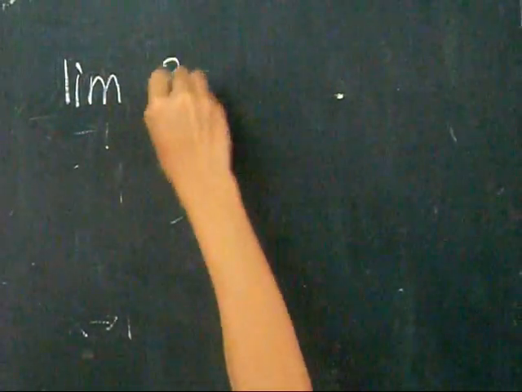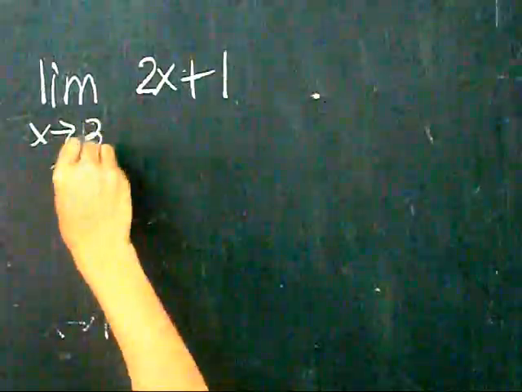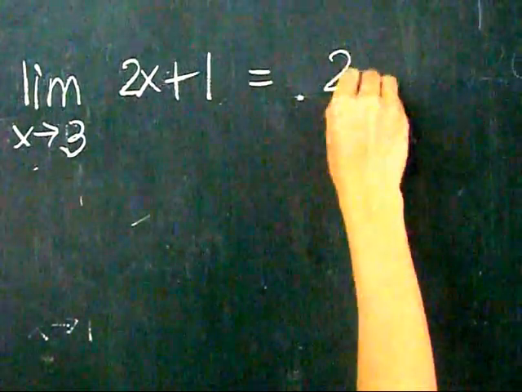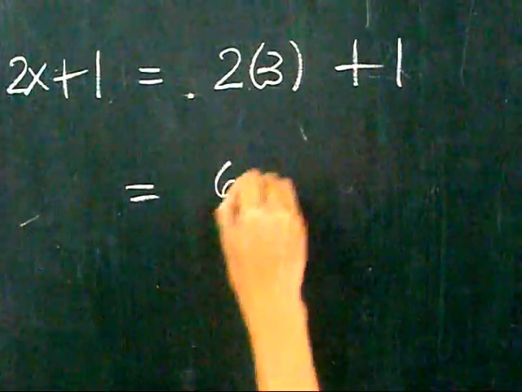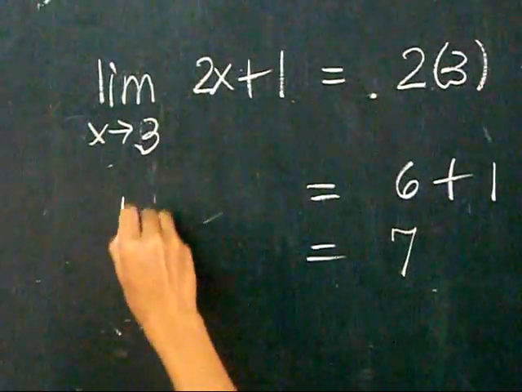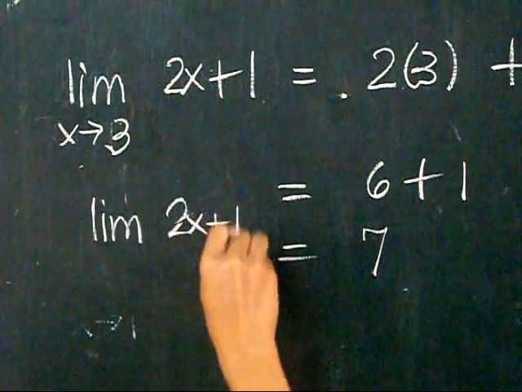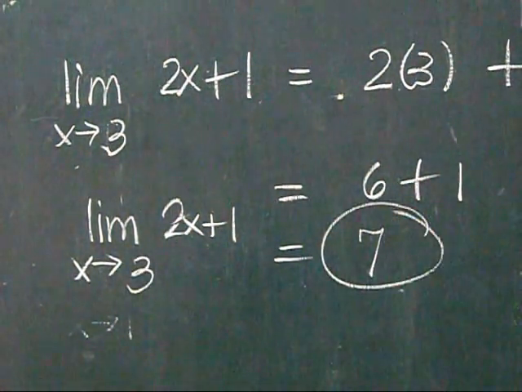The limit of 2x plus 1 as x approaches 3 is equal to 2 times 3 plus 1, which is equal to 6 plus 1, which is equal to 7. So therefore, the limit of 2x plus 1 as x approaches 3 is equal to 7.